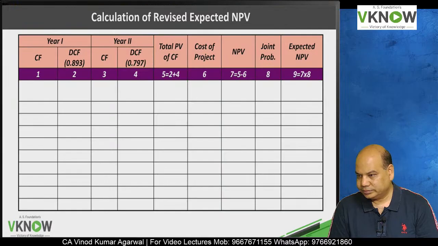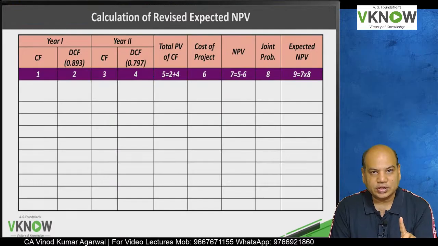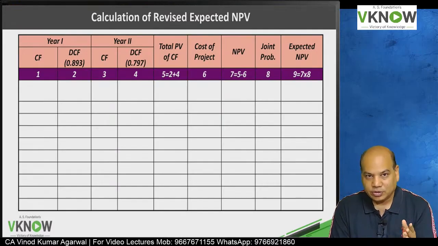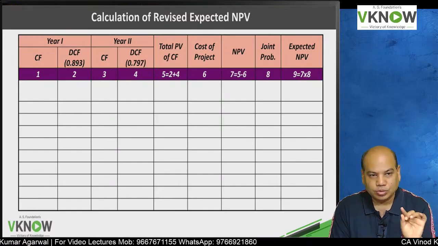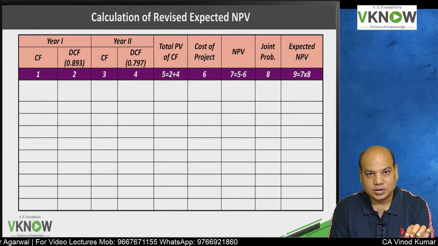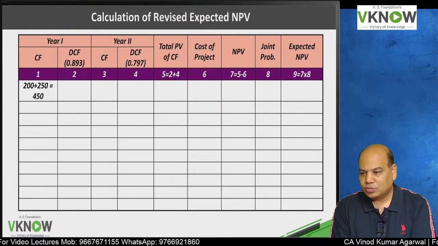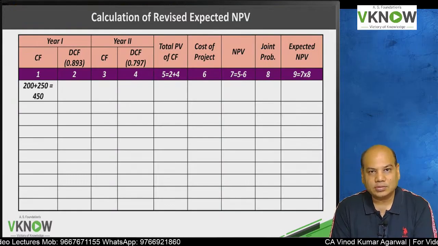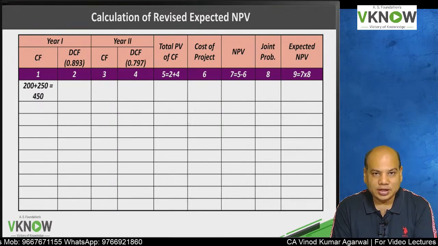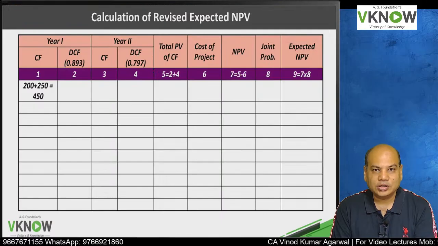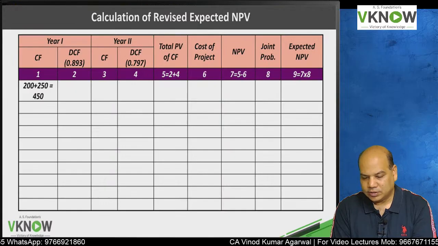Is it right? If I get 200 in the first year, listen to me, I will abandon the project. I will get 200 from cash flow from operation, and 250 I will get from abandonment. So my total cash flow in year 1 would be 450, because I am going to abandon the project at the end of year 1 and I will get 250.